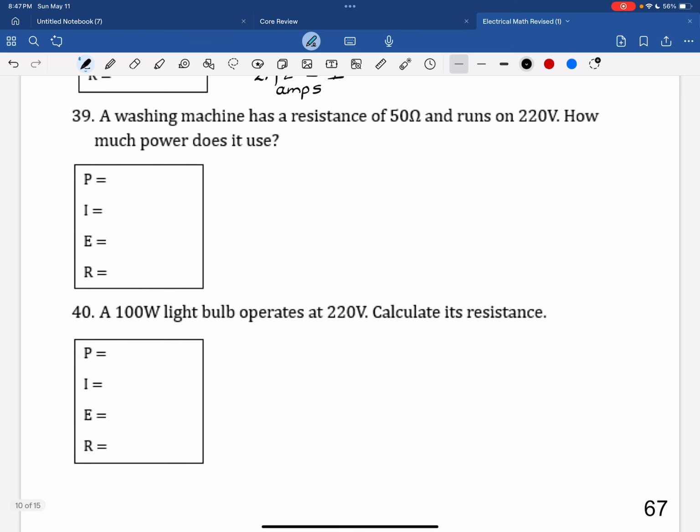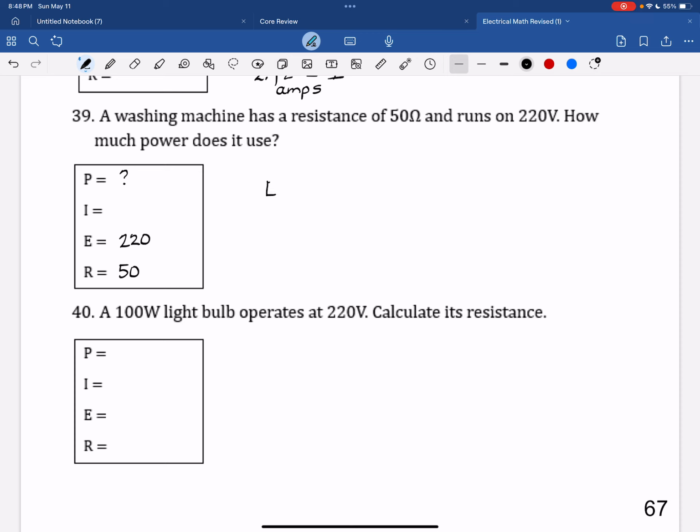A washing machine has a resistance of 50 ohms and runs on 220 volts. How much power does it use? So we don't have a formula that groups P, E, and R. So I'm going to need to find I, and then I can do the power formula.